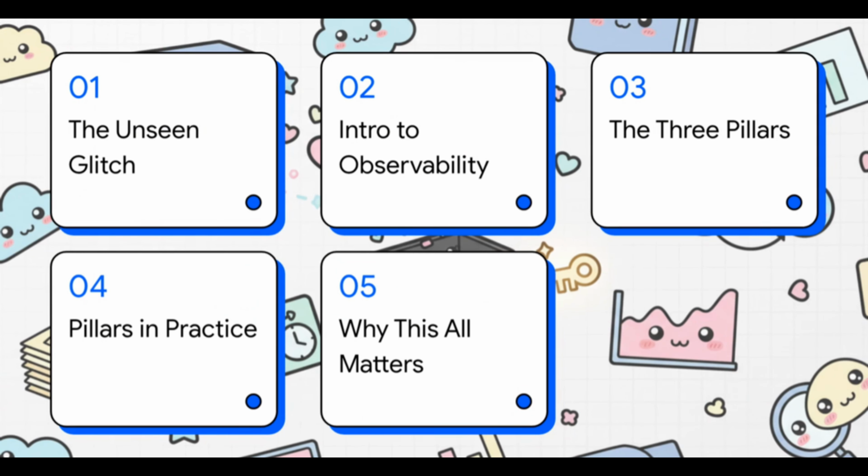All right, so here's our game plan. We're going to start with the problem itself, that unseen glitch. Then we'll introduce the solution, which is this idea of observability. We'll break it down into its 3 core pillars, see how they actually work in the real world, and then we'll tie it all together to show why this stuff is so incredibly important for any modern piece of software.